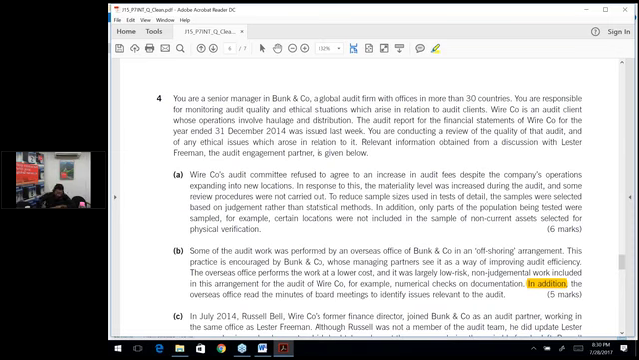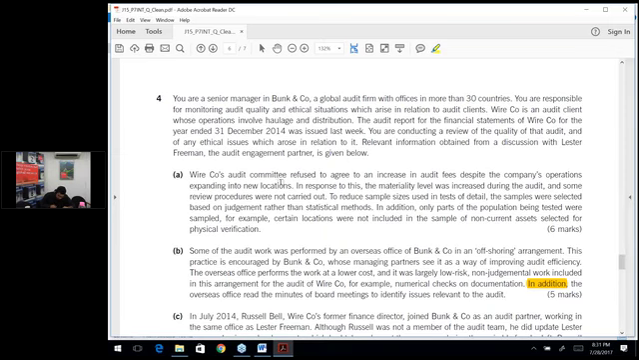Like, see, you're a senior manager in Bunk and Co., a global audit firm with offices in more than 30 countries. You are responsible for monitoring audit quality and ethical situations which arise in relation to audit clients. Now, Wire & Co. is an audit client whose operations involve haulage and distribution. The audit report for the financial statements of Wire for the year ended 31st December 2014 was issued last week. You are conducting a review of the quality of that audit and any ethical issues.